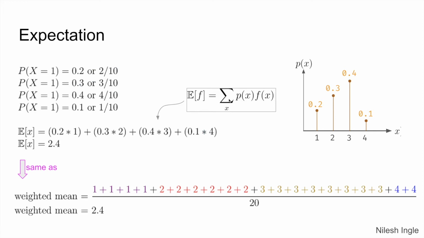Here is an example in the discrete case where we have these values. Based on the formula, what we would do is multiply 0.2 with 1, then add it with 0.3 multiplied by 2, and so on, and we get a value of 2.4. If you manually calculate the weighted mean, it would be something like this. You can convert 0.2 to 2 by 10, 3 by 10, 4 by 10, 1 by 10, and then add the proportions, and in the output you get 2.4.